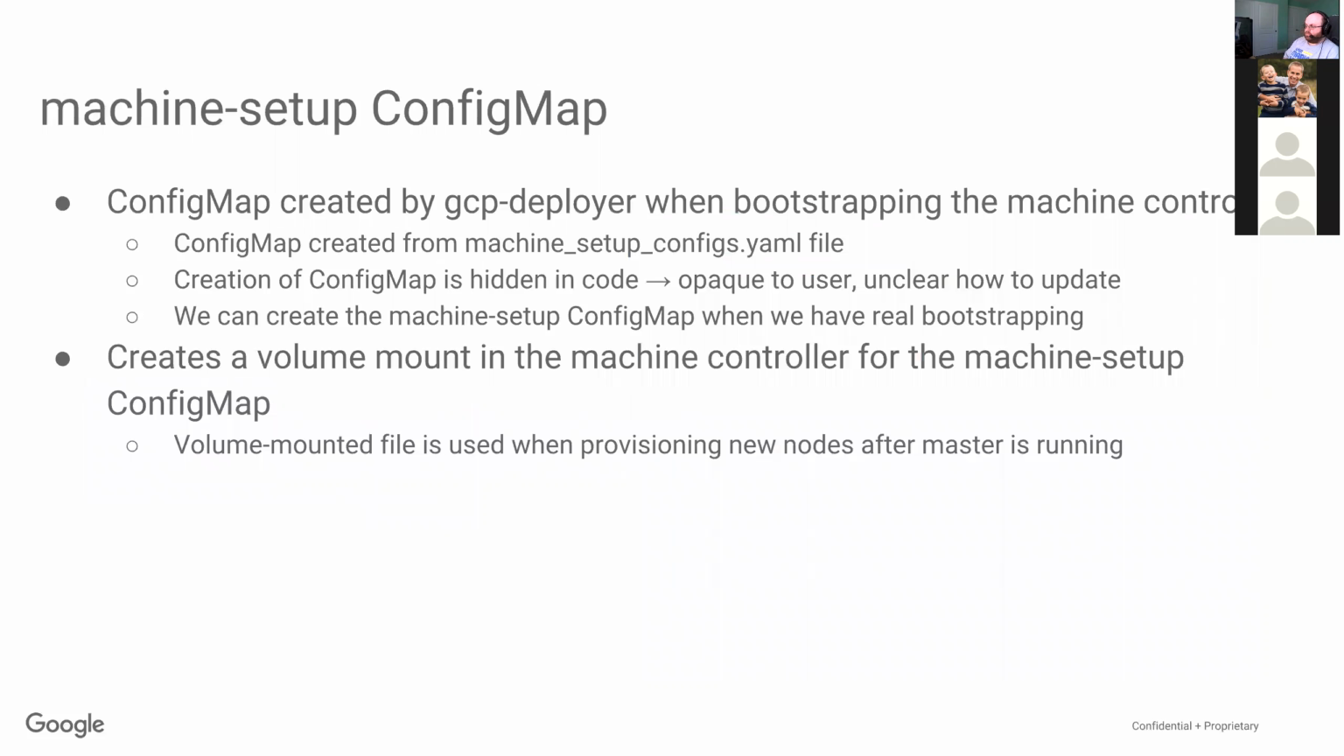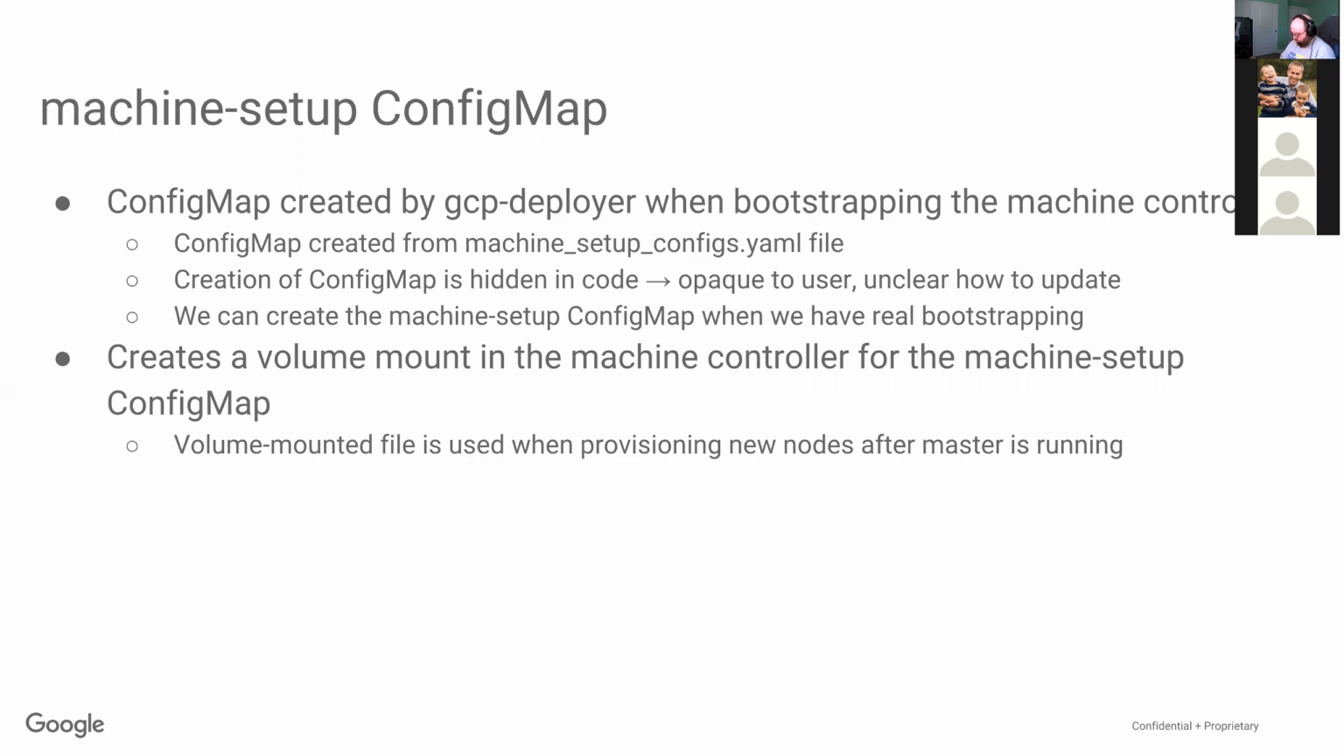So I'm using a config map called machine setup. It's created by the GCP deployer when it's bootstrapping the master machine, or bootstrapping the machine controller. Basically this config map just has the YAML file name, machine setup configs.yaml, as the key, and the value is just the serialized YAML, the block of text. This way it'll mount that file into the pod.